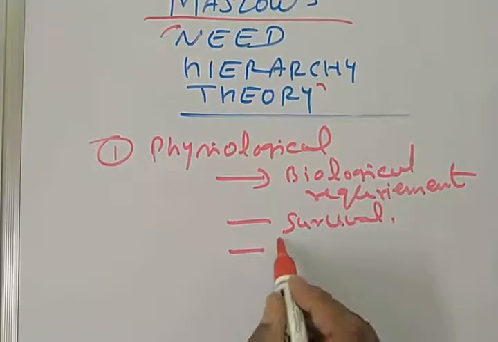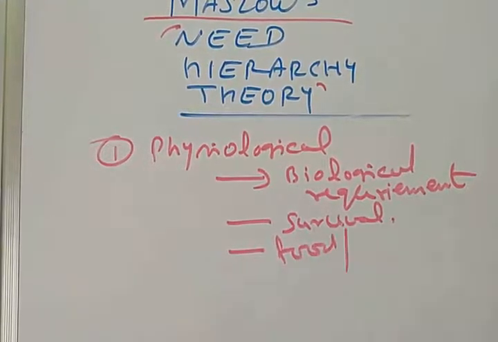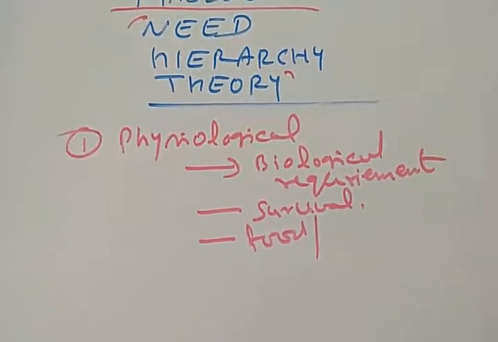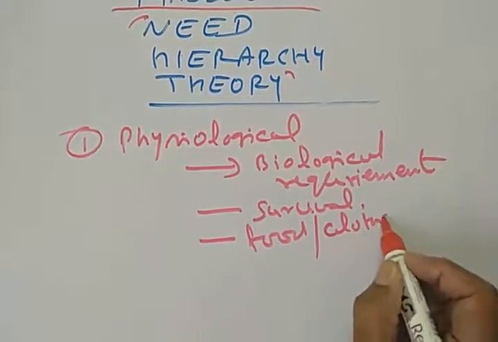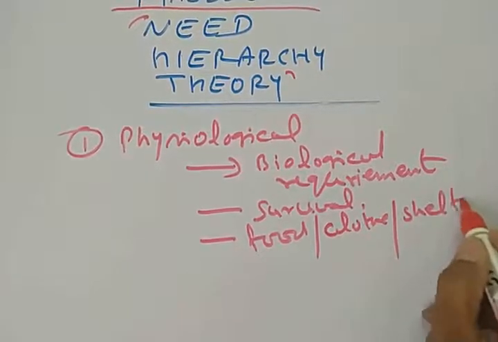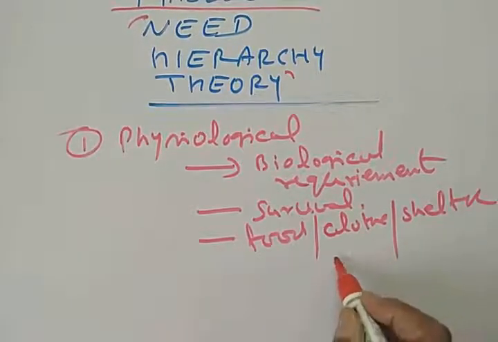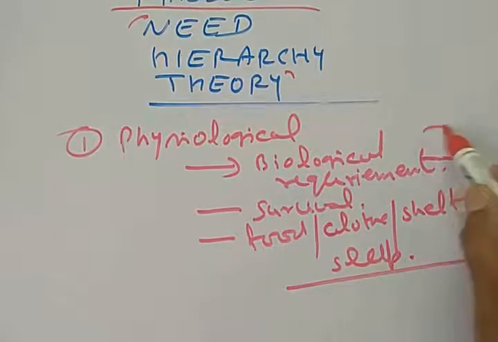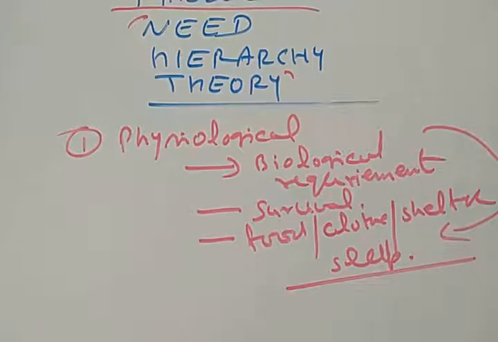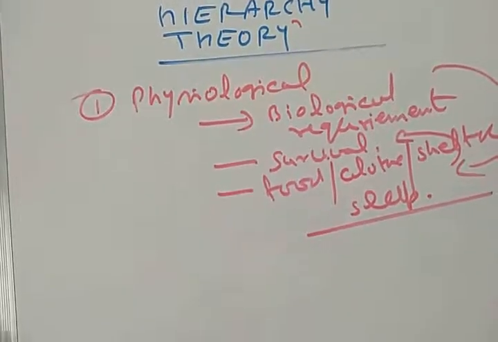Like food. Food is needed. Yes, there is nobody on this earth who does not require food. Food, clothes, shelter, sleep. These are all biological requirements actually, and these are a must for survival. So these are the basic needs which we discussed.